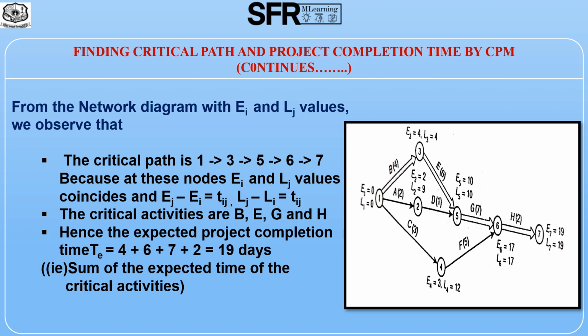And EJ minus EI equal to TIJ and LJ minus LI equal to TIJ. That is, the difference value must be equal to the duration of the activities. Hence, the critical activities are B, E, G and H. The remaining activities may be named as non-critical activities. Finally, the expected project completion time TE is evaluated as 19 days, that is, the sum of the expected time of all the critical activities.